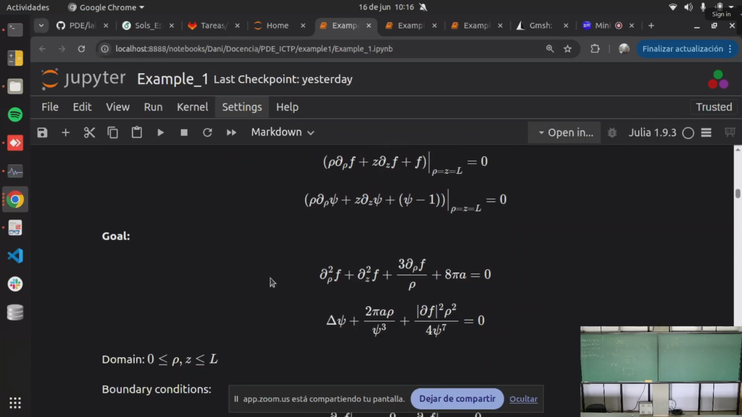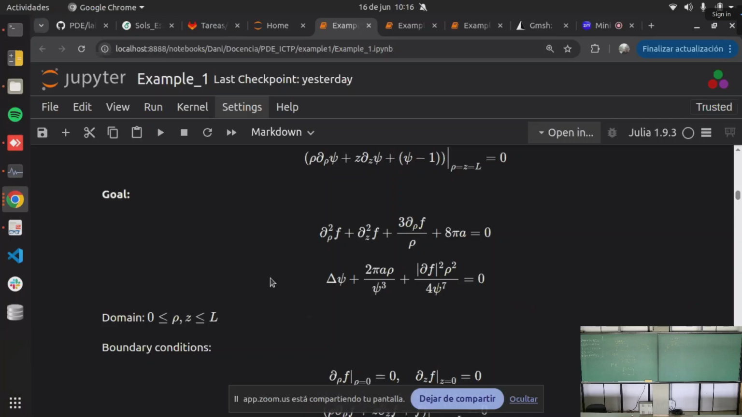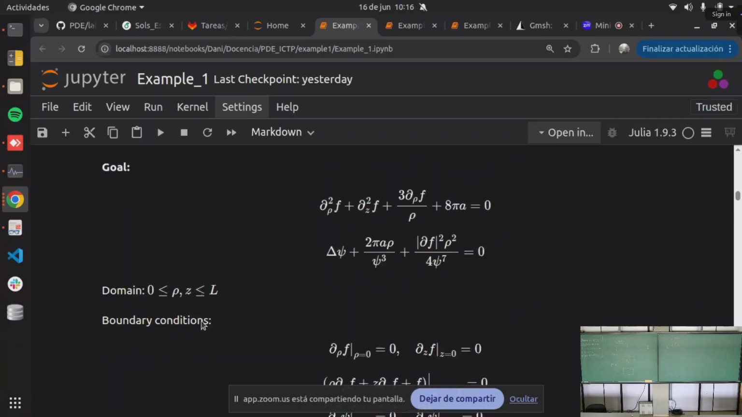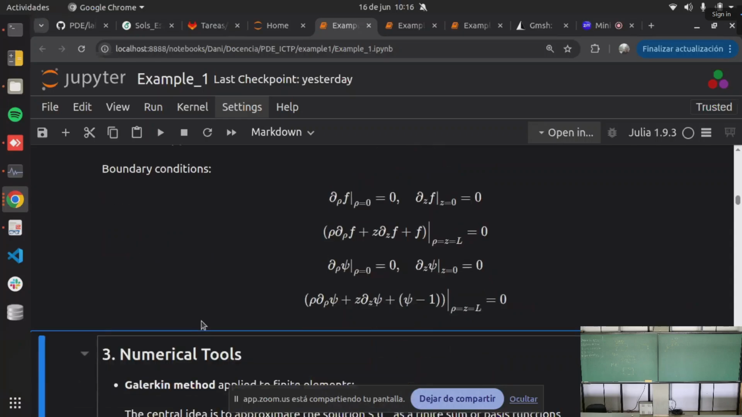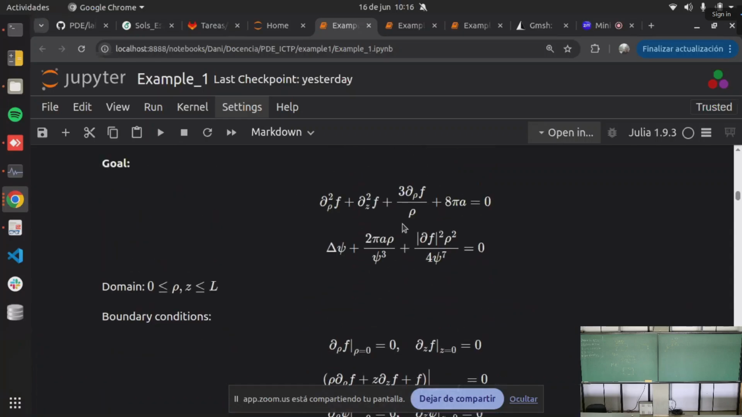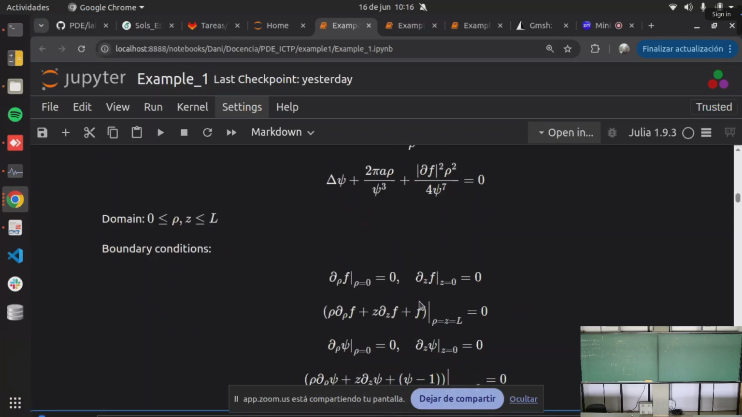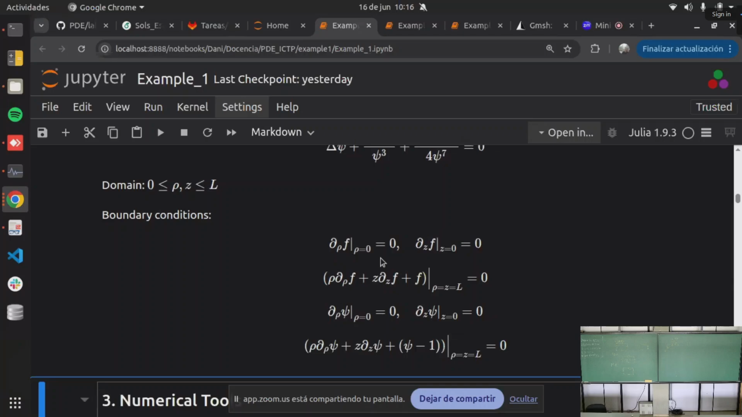We compact our domain in this way. So it is a square, and we will solve these equations with these boundary conditions. Neumann for F and C, and Robin conditions in the asymptotic boundary, that is in the L line.